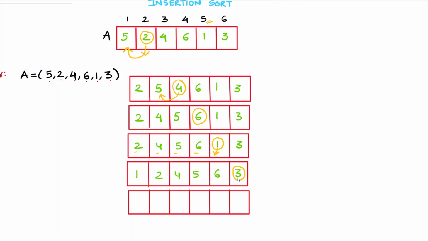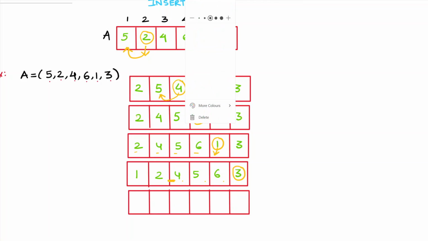Start comparing. 3 is less than 6. Yes. 3 is less than 5 also. 3 is less than 4 also. But 3 is greater than 2. That means we have to vacate this position for this element 3. And that further means that these three elements 4, 5 and 6 will be shifted towards the right hand side. So now the next final step is going to be something like this.